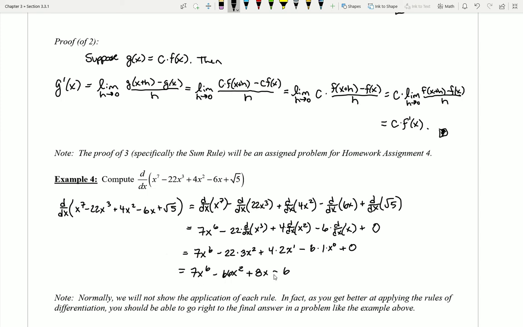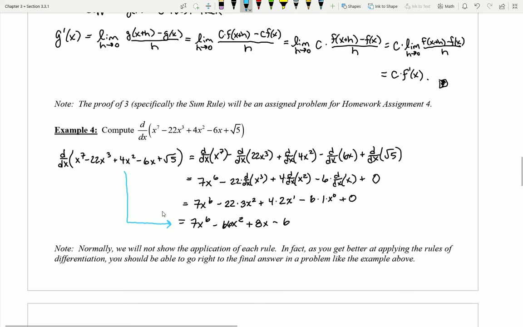Now, normally, throughout the rest of the semester, we're not going to show the application of each individual rule so slowly like we did here. It might be a good idea for you to try to do that in your first couple examples, but typically we're going to be able to almost jump right from where we started the question, almost right to the answer. But making this jump can be a little bit challenging at first, and so it might be helpful to try to write things out slowly, one line at a time.